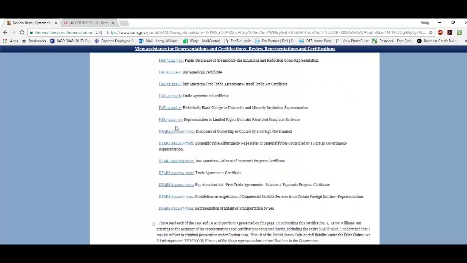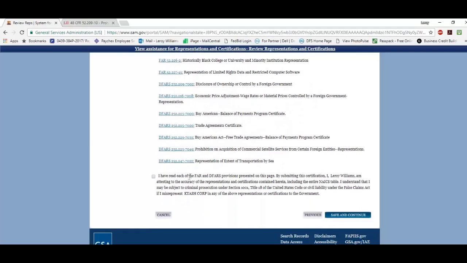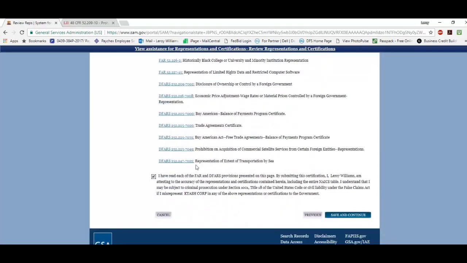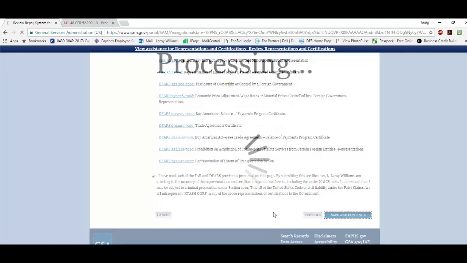I'm not going to read them, but we can just check off here that I've read each of the DFAR and FAR provisions presented on this page. I have read them in the past. Nothing's changed. And yeah, nothing has changed at all. So I'm going to check this and hit save and continue.